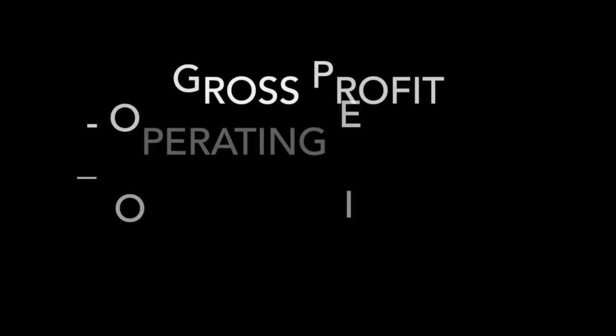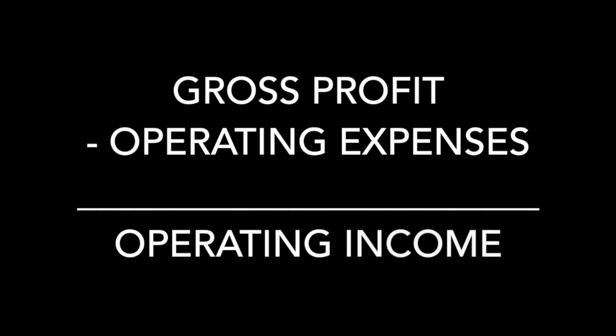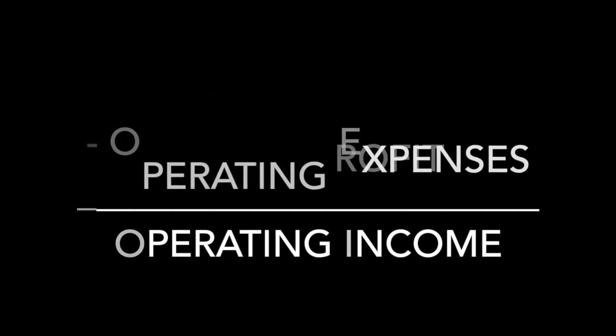Now, once we take out other operating expenses, such as selling expense, maybe what you're paying your salespeople, and administrative expenses, perhaps what you're paying your receptionist, we are left with our operating income. Keep in mind that operating expenses can include other things, such as depreciation expenses and amortization expenses.